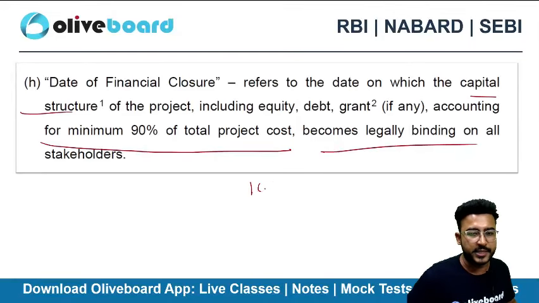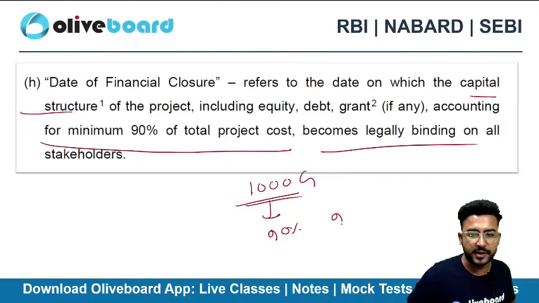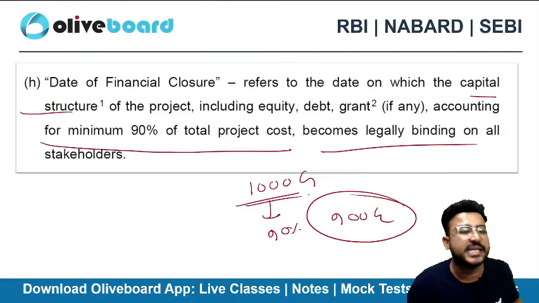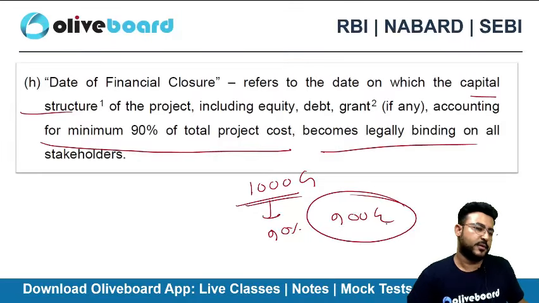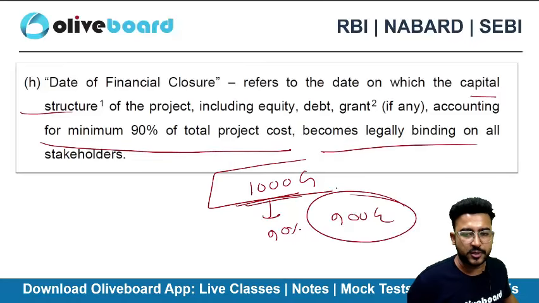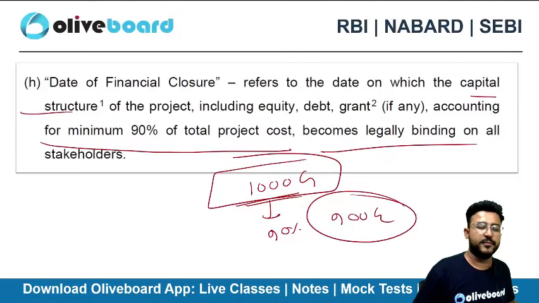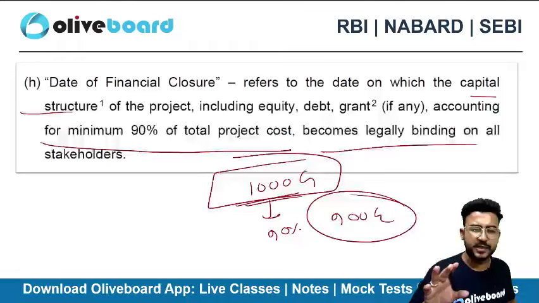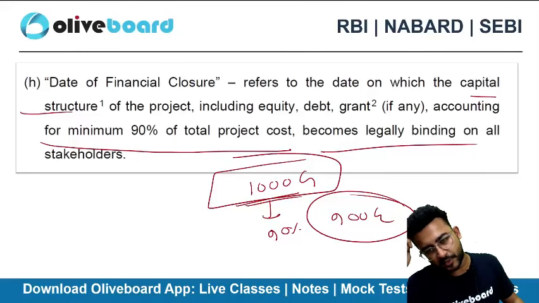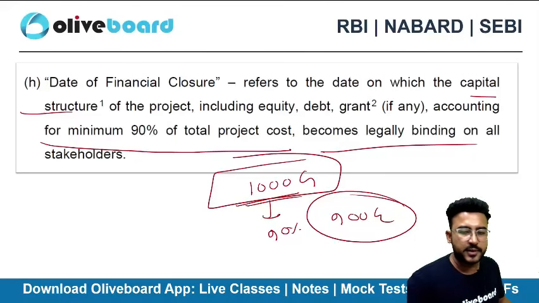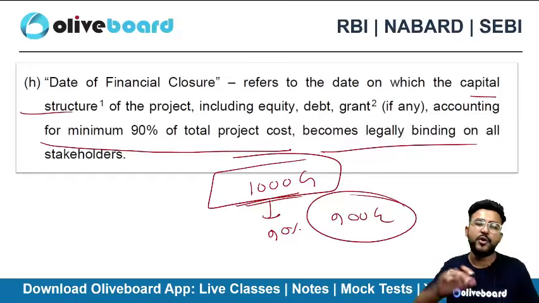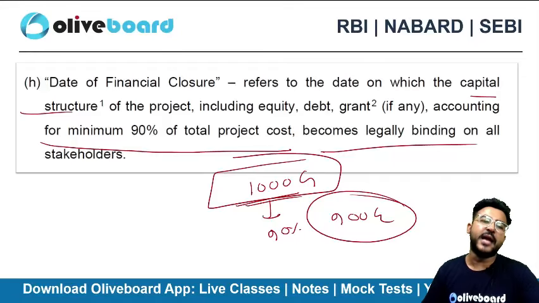Let's suppose I want to raise 1000 crores. What is 90% of 1000 crore? 900 crore. So 1000 crore is my project cost, and if I have received legal commitments to raise 900 crore, that's 90%. If I have received that much commitment from people that they will be investing 900 crore in this particular project, that's my financial closure, right? I'm good to start my project. That's what financial closure is all about.